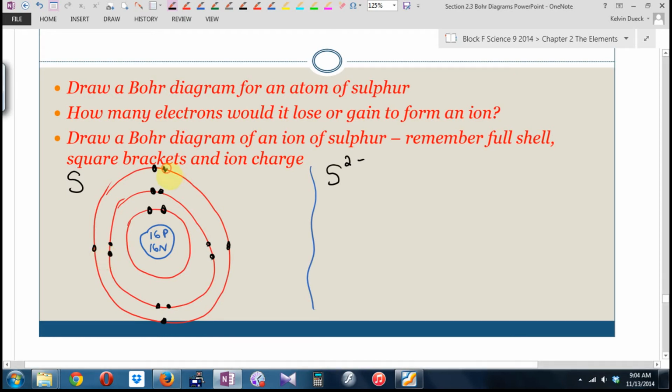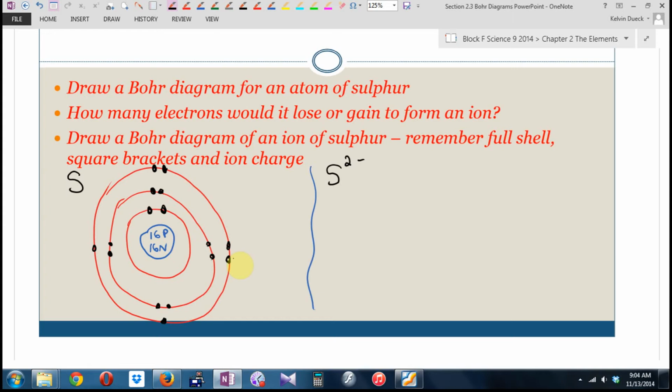I usually continue going around like a clock. I usually start at 12 o'clock and just keep going around. But you could have put them at 9 o'clock and 6 o'clock, whatever. I know there's 2 that are paired and 2 that are by themselves. That we've done already. That is a sulfur atom.